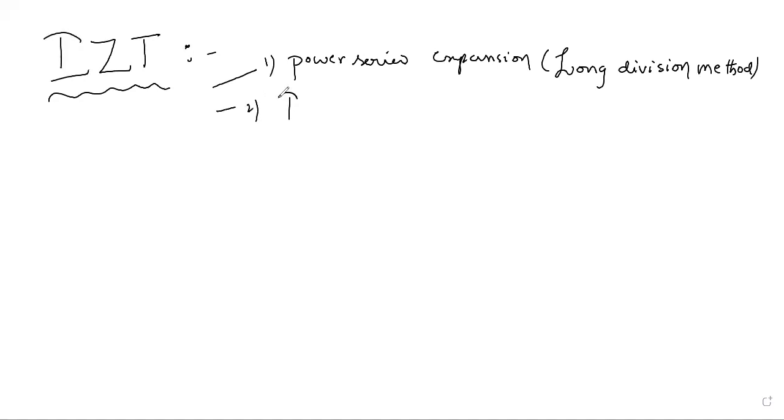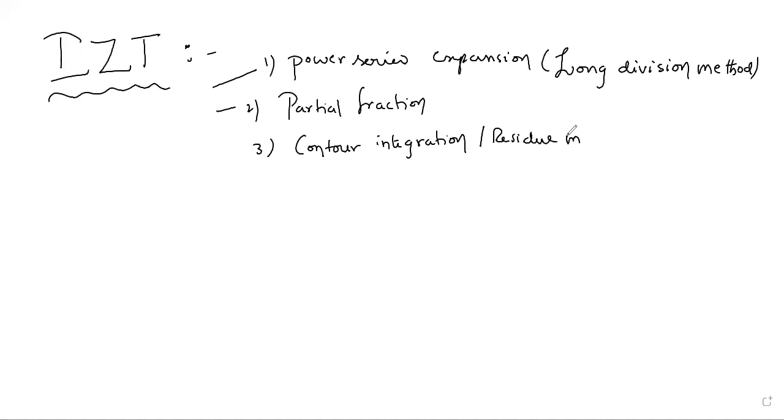The second one is the partial fraction method. Then the third one is contour integration, or residue method. And the fourth is the convolution method. Okay, these are the 4 methods for calculating the inverse Z transform.